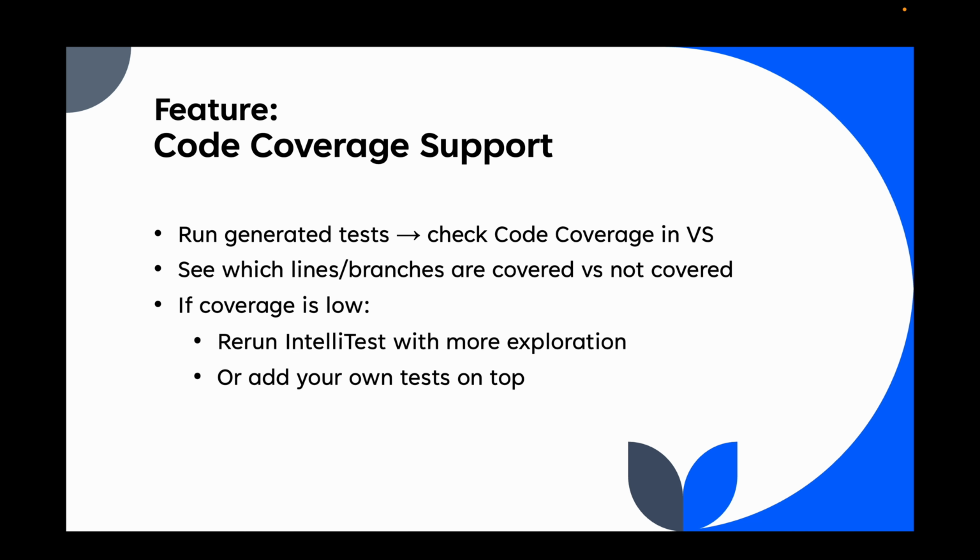If we see important parts of the method that are still uncovered, we have two main options. The first, rerun IntelliTest and let it explore more, or for the second, write a few manual tests ourselves to hit those specific cases. So IntelliTest, with its code coverage feature, gives us both quantity and visibility: a lot of tests, and a clear idea of what they're actually testing.